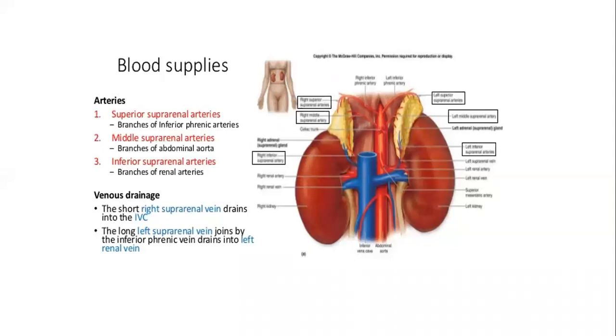The lymphatic drainage from the suprarenal gland passes to the lateral aortic lymph nodes, and the suprarenal gland receives its nerve supply from preganglionic sympathetic fibers that are derived from the splanchnic nerves. And the majority of these nerves end in the medulla of the gland.